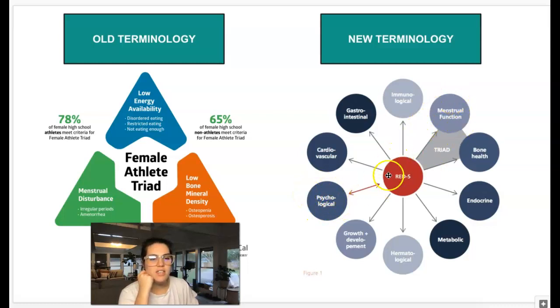So here you see this is what would encompass the female athlete triad, whereas the new terminology of RED-S is going to factor in issues with growth and development, endocrine, which would be hormonal issues, cardiovascular issues, and GI issues, as well as the immune system. So RED-S is more tailored to all of the conditions that may be associated with energy deficiencies, not only in female athletes, but something we really have to pay attention to in those female athletes.